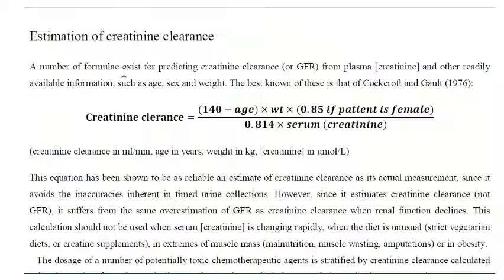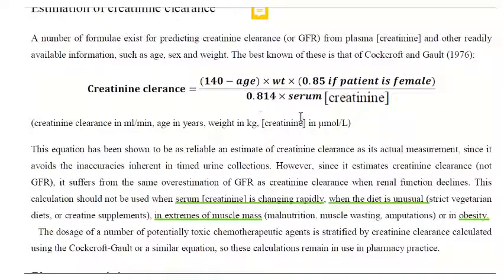The best known of these is that of Cockcroft and Gault, 1976، وهذه المعادلة. Creatinine clearance in ml per minute, age in years, weight in kg، والكرياتينين concentration in micromole per liter. هنا اكو خطأ مطبعي صححته لكم إياه. الأقواس هنا مال الكرياتينين هي من هذا النوع، لازم تكون مثل ما مكتوب هنا وليس أقواس هلالية مثل هذه. صححتها لكم أنا.